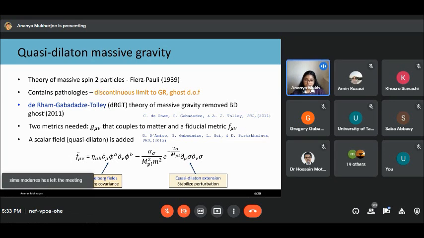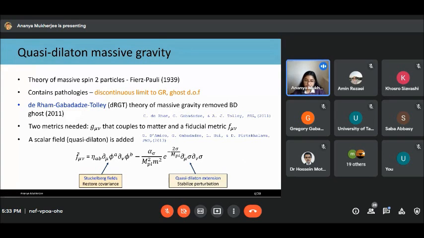the interest in spin-2 massive gravity was rekindled with the introduction of dRGT theory, named after the creators de Rham, Gabadadze and Tolley. So this theory successfully removes the ghost at all orders. To construct the mass of the graviton, we need two metrics, namely the physical metric g_μν, which couples to matter, and the fiducial metric f_μν. The fiducial metric is constructed from the Stuckelberg field, which helps to restore the covariance of the theory.